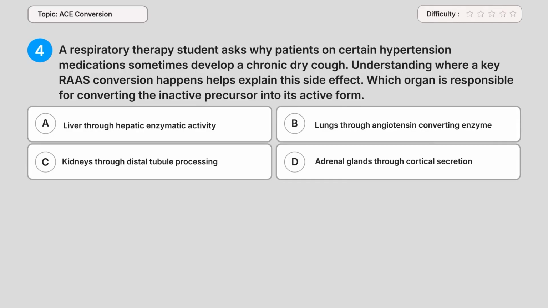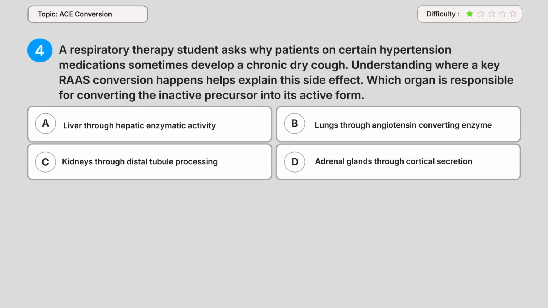Question 4. A respiratory therapy student asks why patients on certain hypertension medications sometimes develop a chronic dry cough. Understanding where a key RAS conversion happens helps explain this side effect. Which organ is responsible for converting the inactive precursor into its active form? A. Liver, through hepatic enzymatic activity. B. Lungs, through angiotensin-converting enzyme.